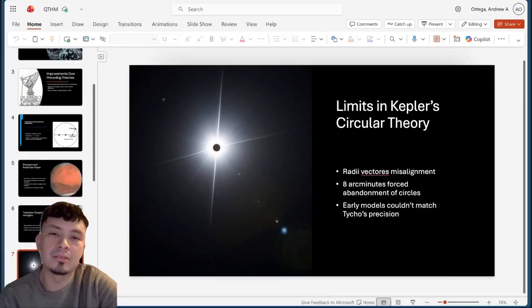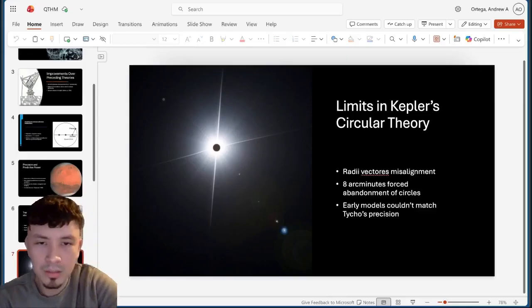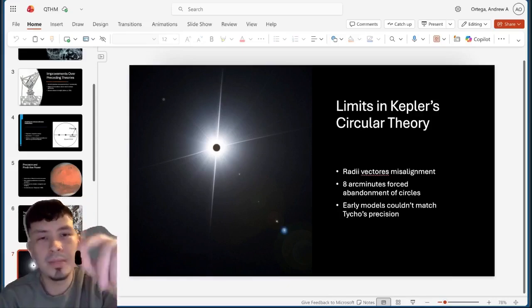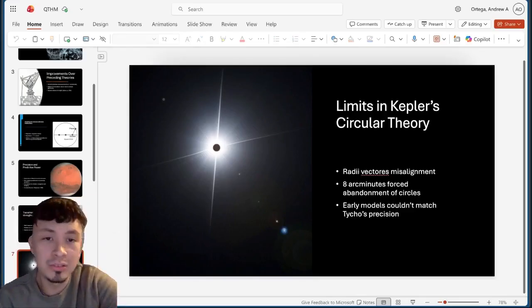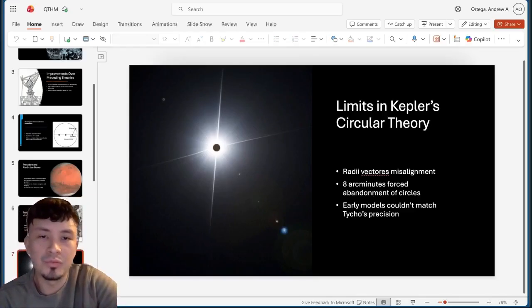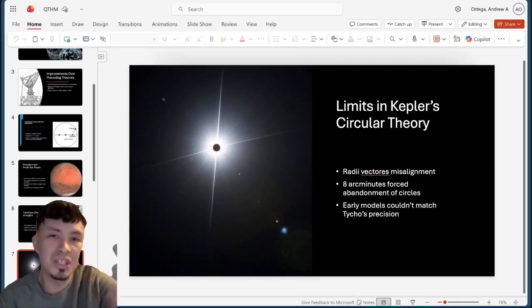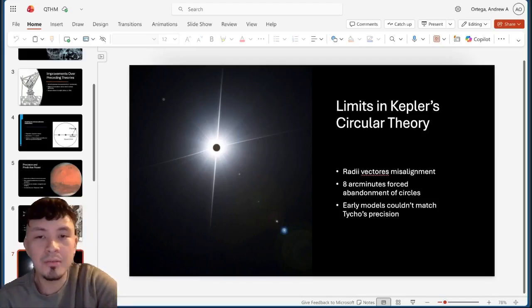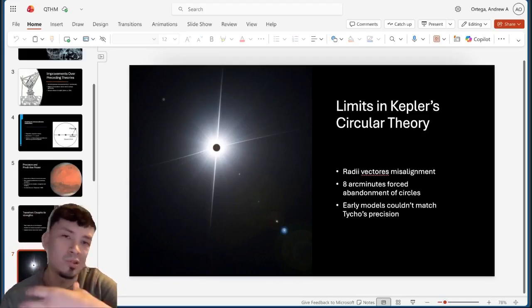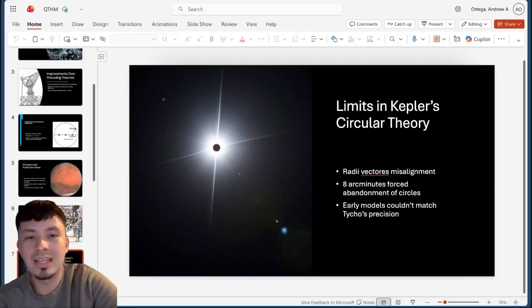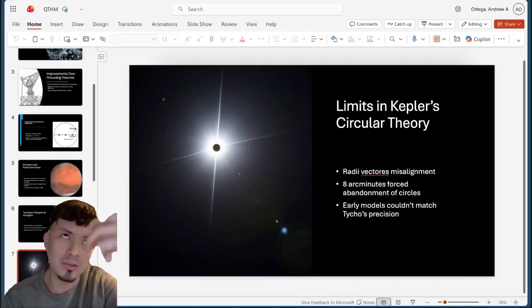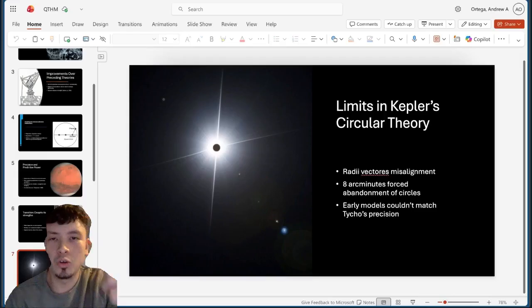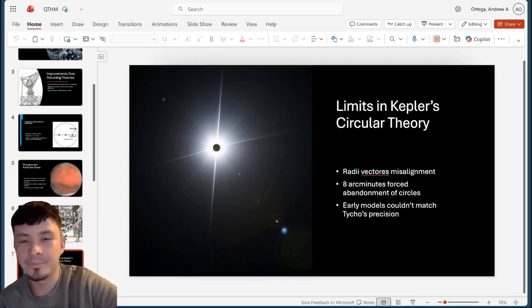The famous 8 arc minute error that we talked about earlier showed him that even the best circular models could not match Tycho's precision. This actually made him a little upset, right? This mismatch pushed Kepler more towards ellipses, showing that mathematics must adapt to observational reality in order to be proven correct, right?